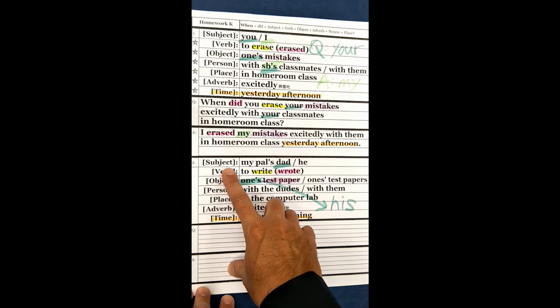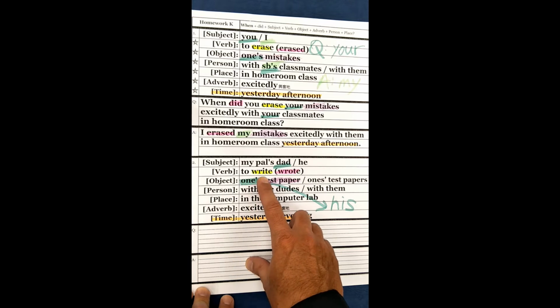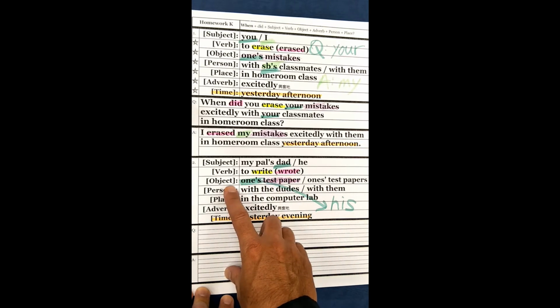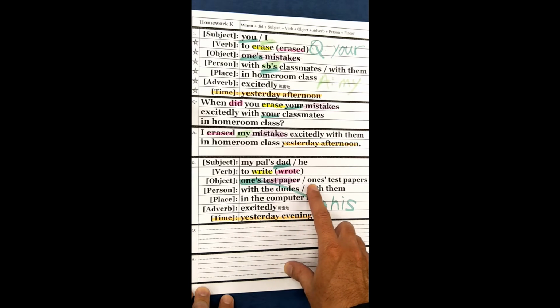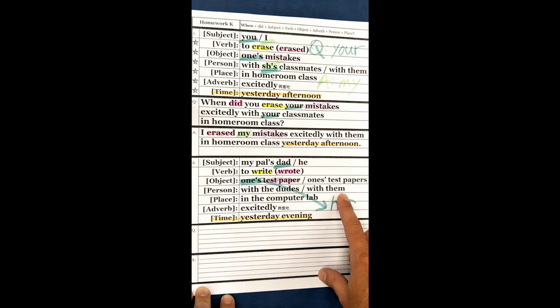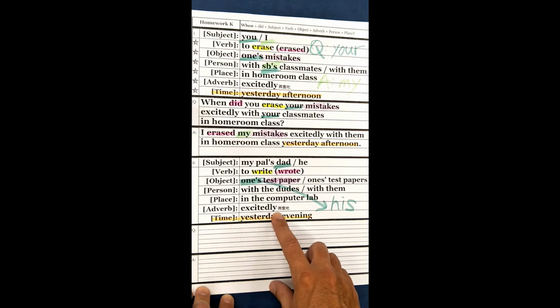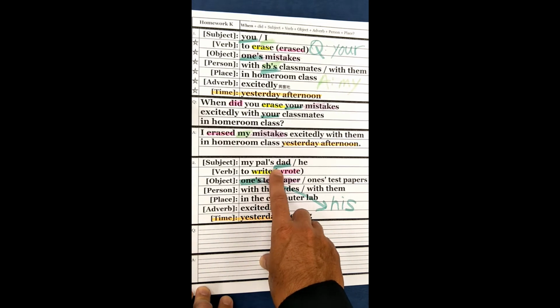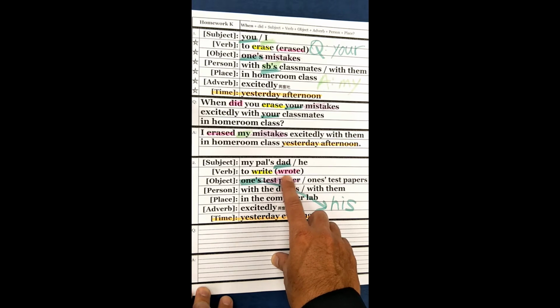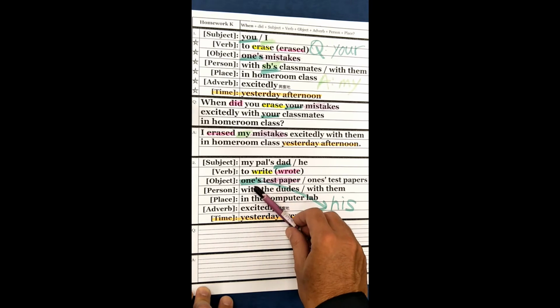Number two, subject, my pal's dad, he. Verb, to write, wrote. Object, one's test paper, one's test papers. Person, with the dudes, with them. Place, in the computer lab. Adverb, excitedly. Time, yesterday evening. Color, write, yellow. We will use write in the question. Color, wrote, pink. We will use wrote in the answer. Color, one's test paper, purple.